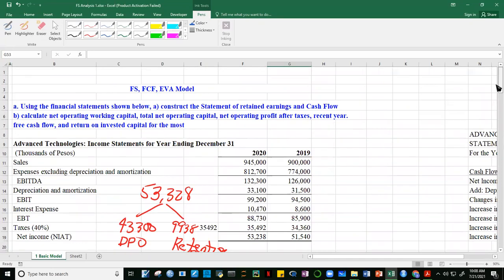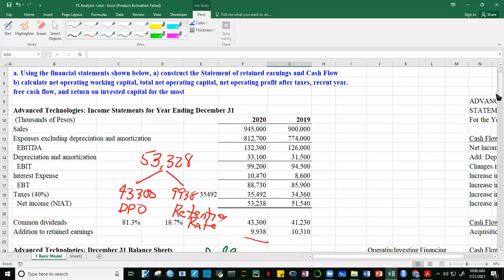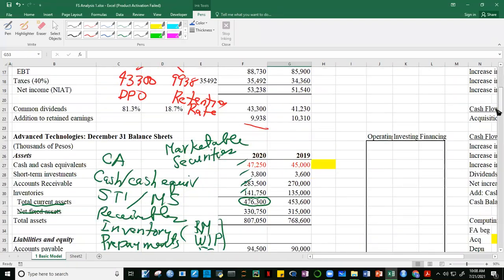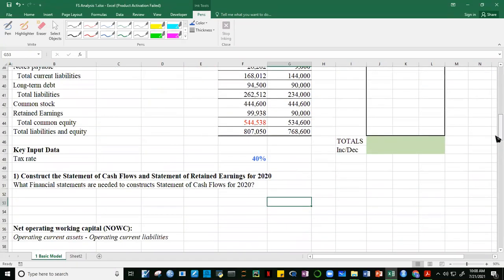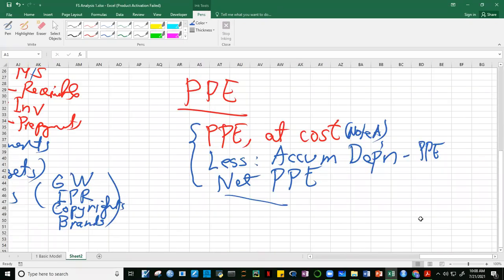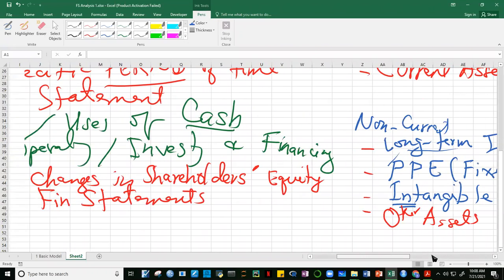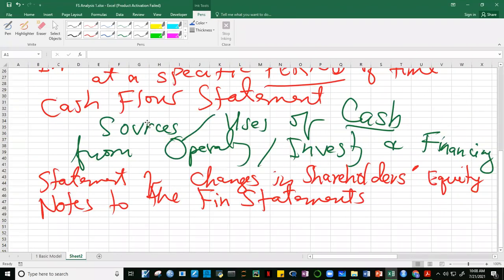Okay, so sabi natin, guys, ang statement of cash flows is a statement which tells us the sources and the uses of cash. So, tingnan nyo, guys, balikan ko to, sources and uses of cash. Kung saan nanggaling, at saka kung saan ginamit, no? Sources and uses of cash from operating, investing, and financing activities.